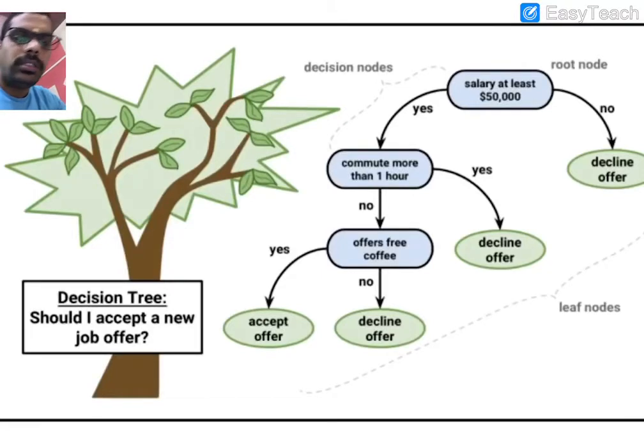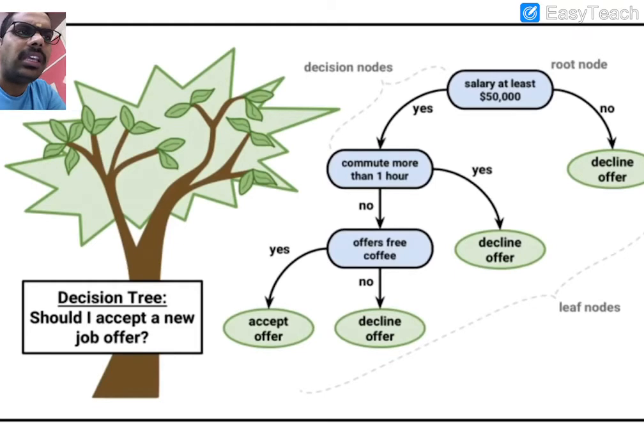So good morning students. Now we are going to discuss how we can construct the decision tree. So this kind of structure is what we are going to see. Here, if you look, is the salary at least $50,000? Yes, then is the commute more than 1 hour? Does it offer free coffee? If no, then decline the offer. If the offer includes free coffee, accept the offer. Then commute more than 1 hour: if yes, decline the offer. Salary not at least 50,000, then decline the offer. Like this we are going to build the decision tree.